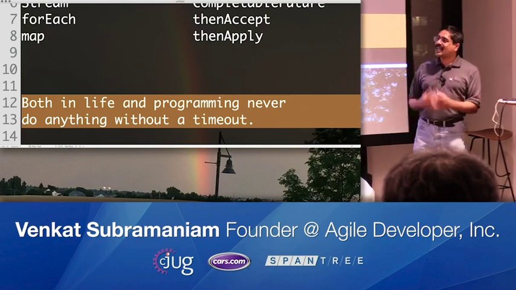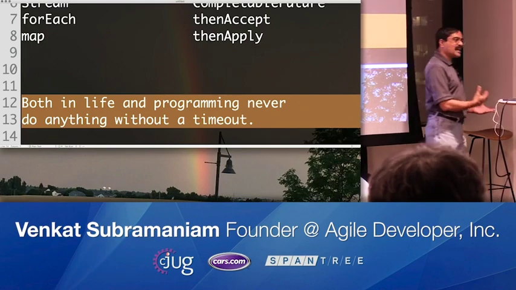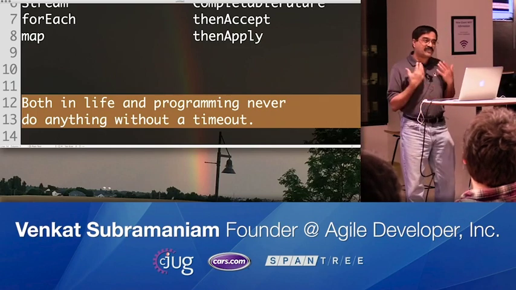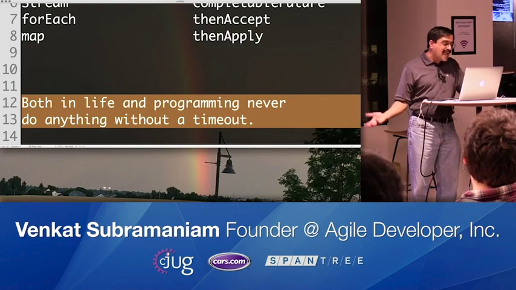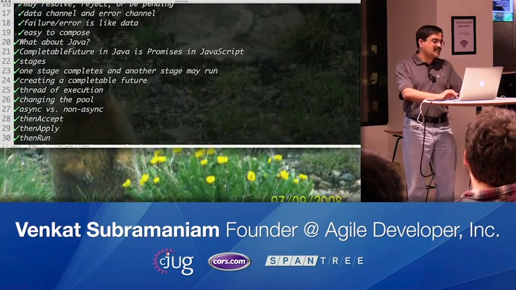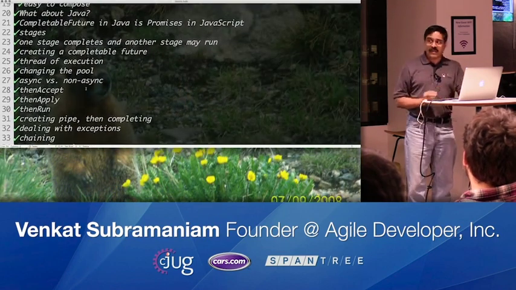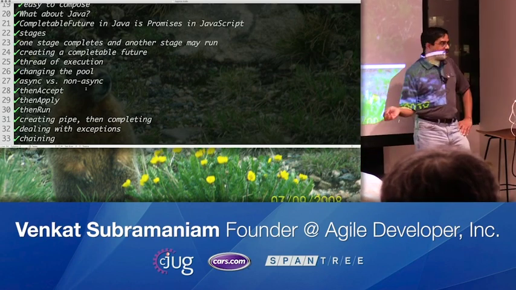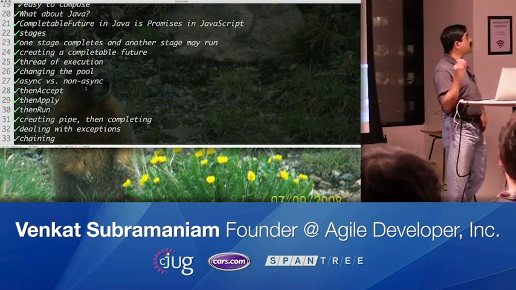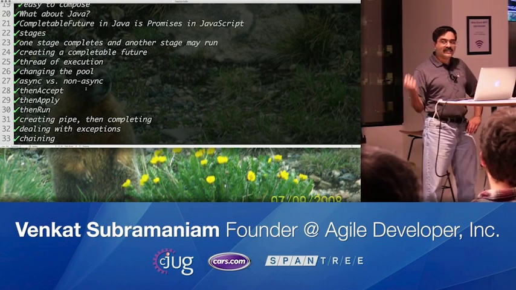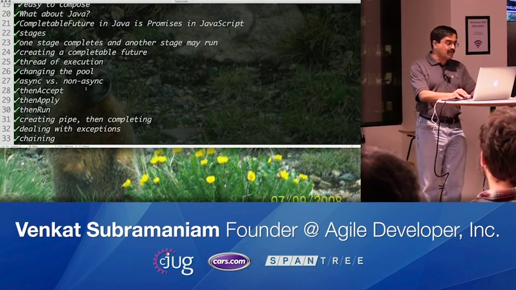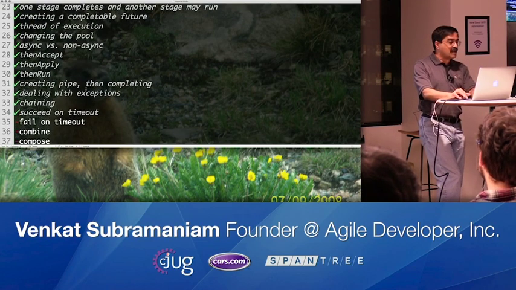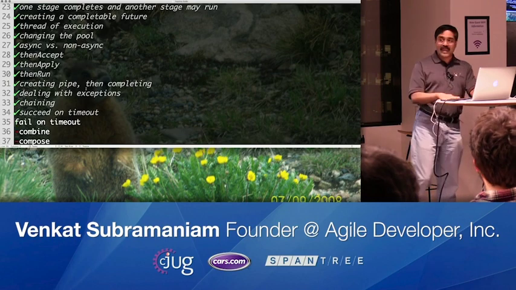But the point really is that this is really the philosophy of life. You don't want to do things without a timeout, right? So what do you do if things never happen? Well, that's exactly the point. Unfortunately, in Java 8, this was not built in. And so if you are using JDK 8 right now, you cannot use what I'm going to show you because this was introduced in Java 9. So in Java 9, they introduced two new methods to completable futures, among other things. And one of them is to succeed on timeout, and the other one is to fail on timeout.